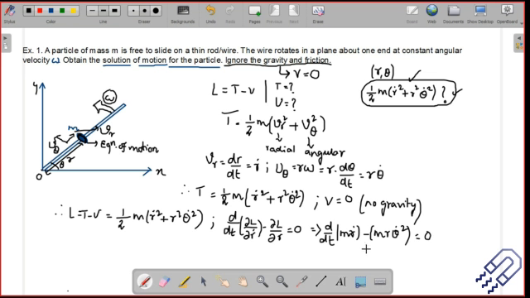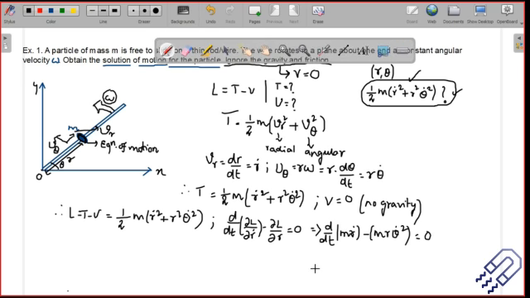So if you just simplify this, just take out m common, then there is a 0 on this side, so we can just cancel it out. I'll just do it in short. So the m gets cancelled out. That means we can simply write it: d/dt of r dot is r double dot. So you can just simply write it down as r double dot minus r theta dot square is equal to 0.